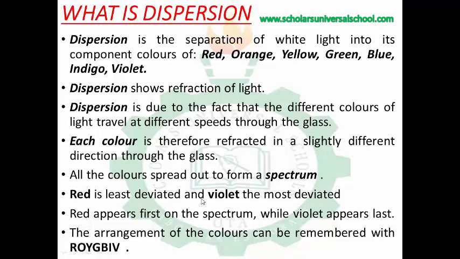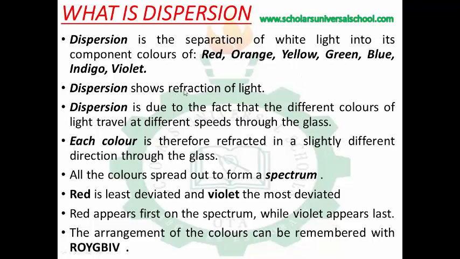Red is least deviated and violet is the most deviated. Red appears first on the spectrum while violet appears last. The arrangement of the colors can be remembered with ROYGBIV. Now dispersion is just the separation of white light into its component colors, that is red, orange, yellow, green, blue, indigo, violet. Now to remember this, just use the acronym ROYGBIV.